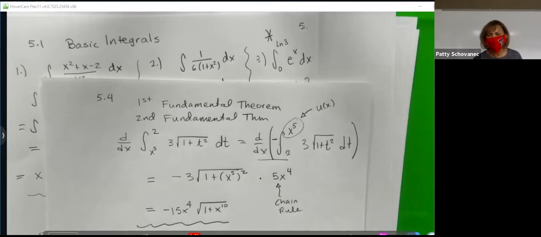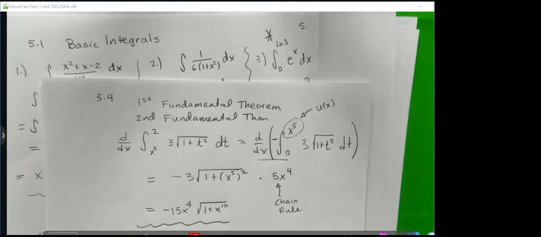Questions, anybody at home? On this one, wouldn't you have to do the chain rule on the x to the 5th to the 2nd? Wouldn't you have to multiply it at the end by 2x to the 5th?